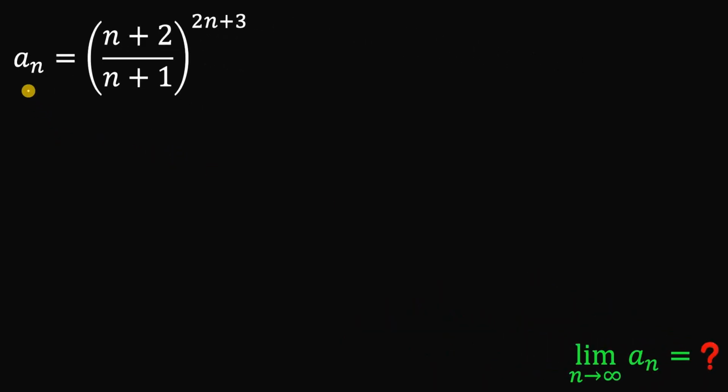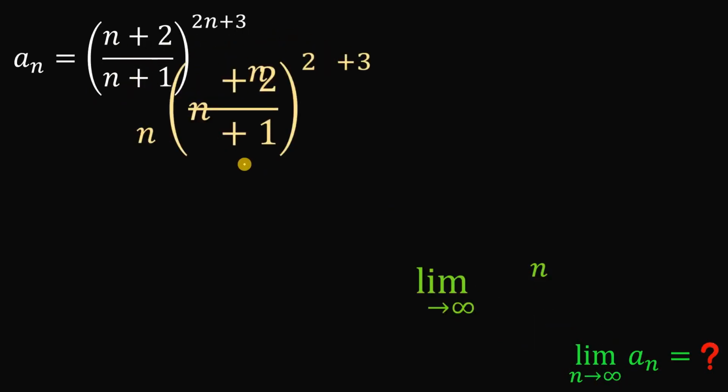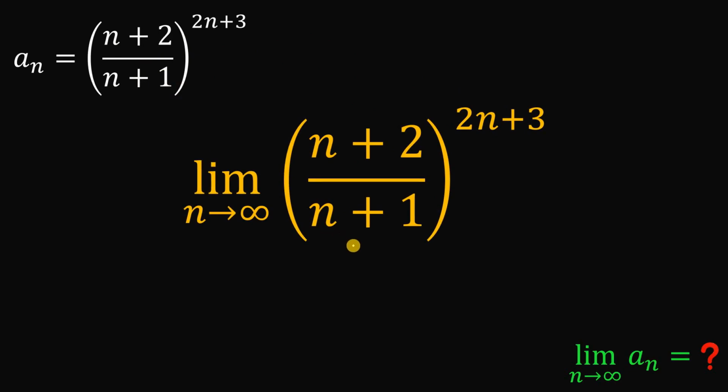Now given this equation, a sub n equals (n + 2)/(n + 1) raised to the power of 2n + 3, the goal is to find the limit of a sub n, this function, as n approaches infinity. So now, the goal is to find the limit of this function as n approaches infinity, like this.